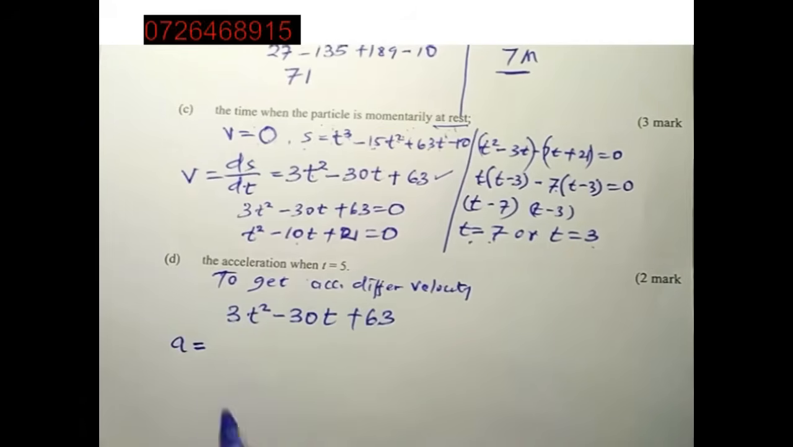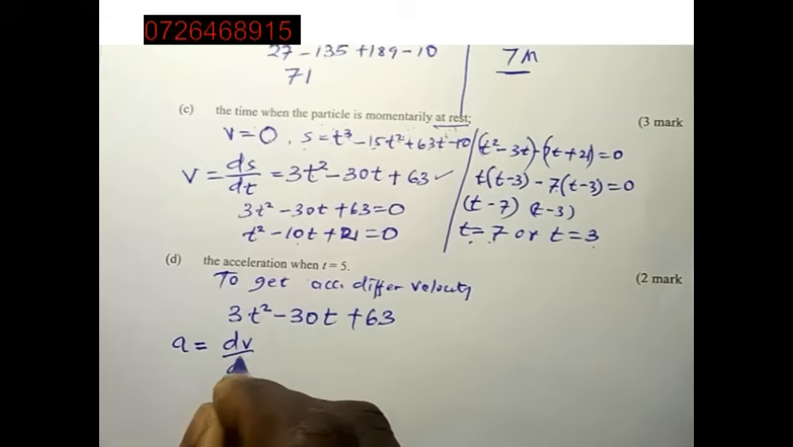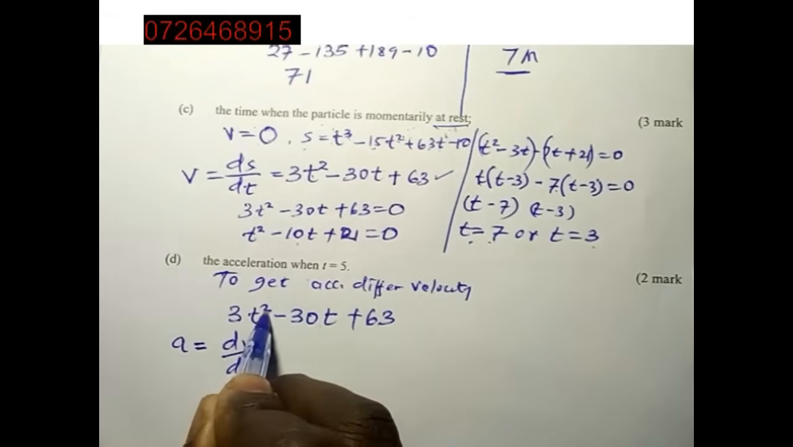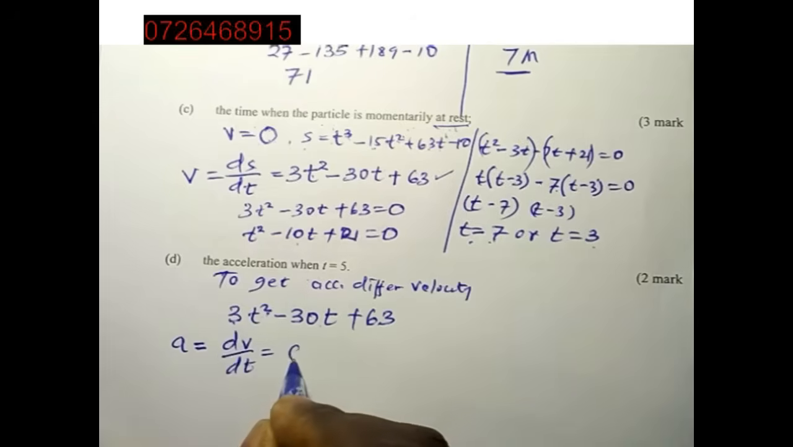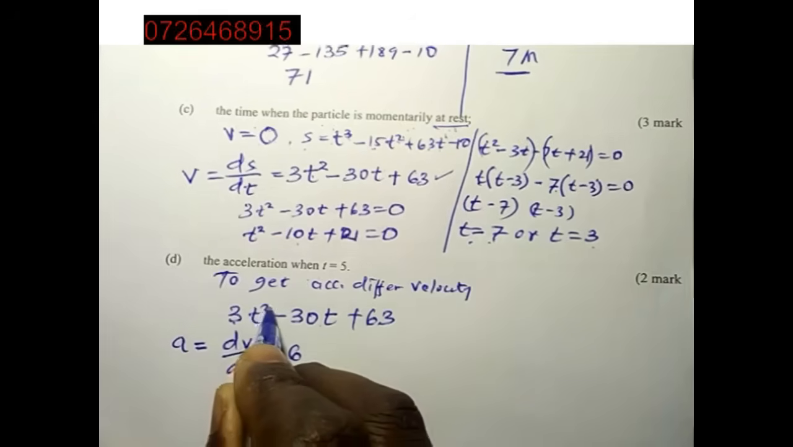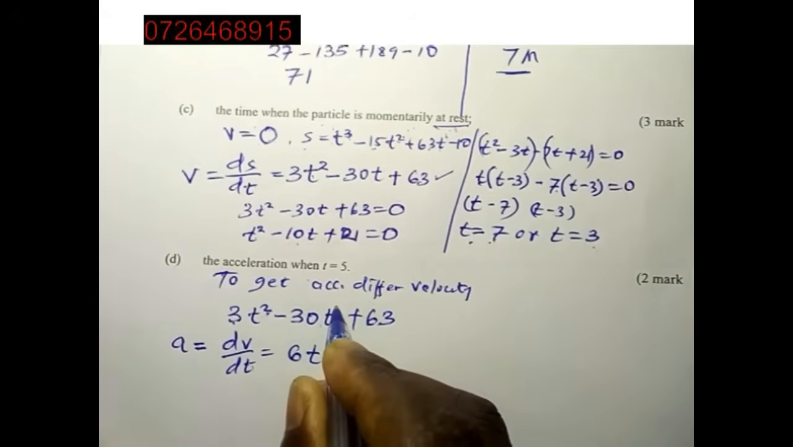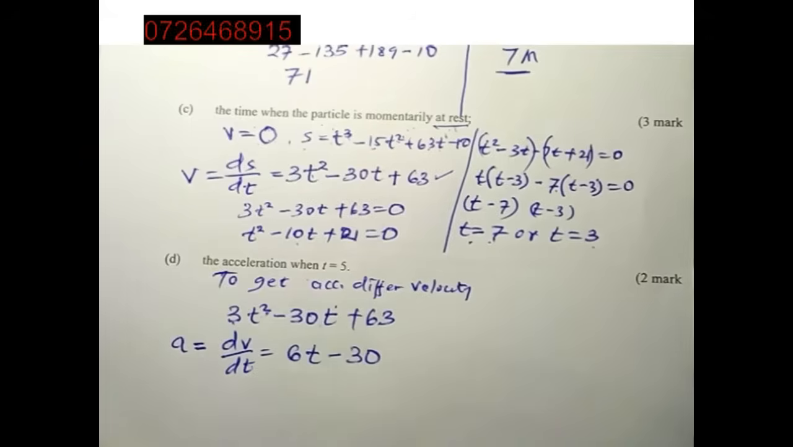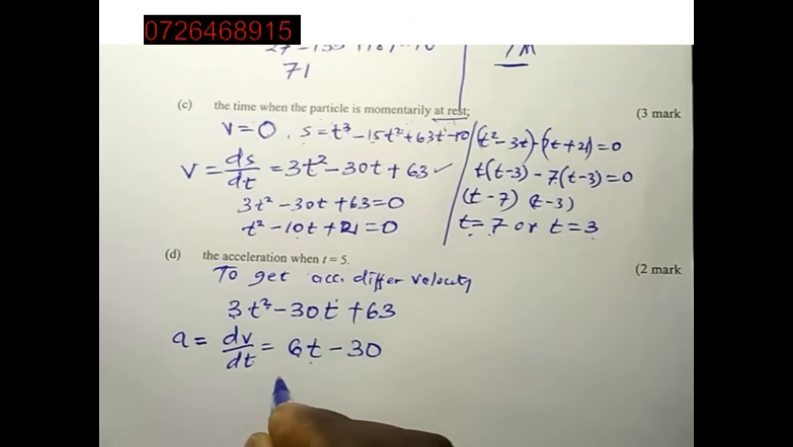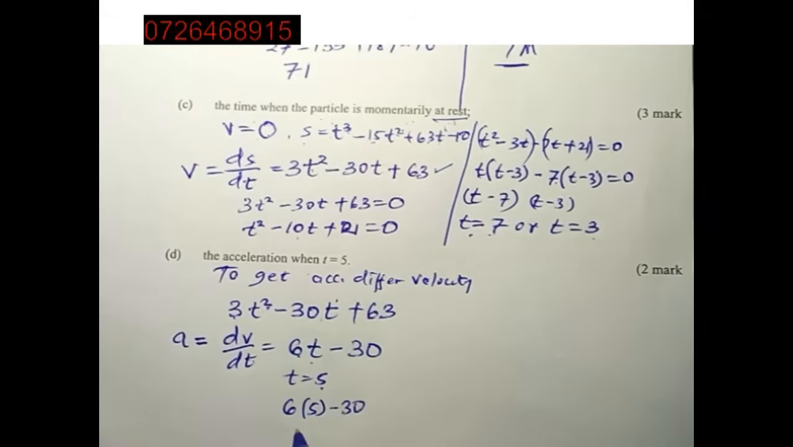So acceleration is equal to dv over dt, differentiating the velocity. Now this 2 comes to the front, 2 times 3 is 6, t squared minus 1 leaves t, and here t to power 1 gives 30, and that is done. So our acceleration function is 6t minus 30. But we are told t is equal to 5. So you substitute t in this equation: 6 into 5 minus 30, and that is 0. The acceleration is going to be 0 when time is equal to 5.